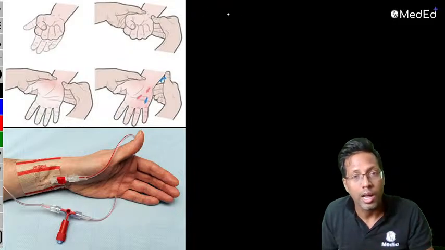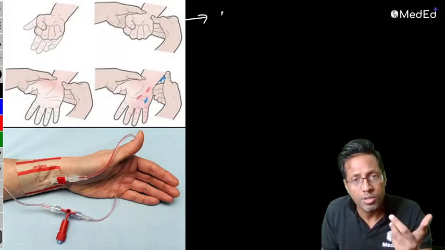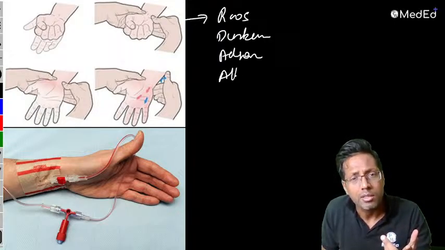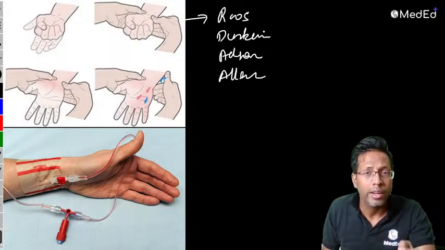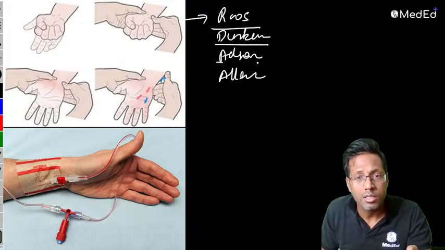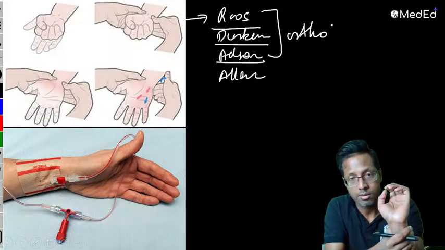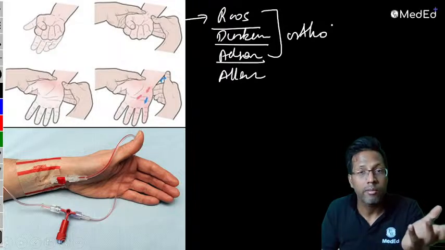And the problem was they had asked you to identify. Options given were Roux test, Durkin test, right? Addson test and Allen test. The point is, when you read it, Roux test, Durkin test, Addson test are orthopedic tests, carpal tunnel syndrome and all those things, right? That is where someone gets confused.